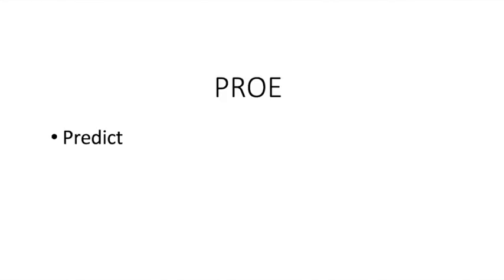So let me explain P, which is predict. You need to predict by writing or drawing ways to connect the equipment that will make the bulb light up, and you need to record in the first box of the PROE document your explanations there. R, reason. That's basically reasons to support your own predictions.